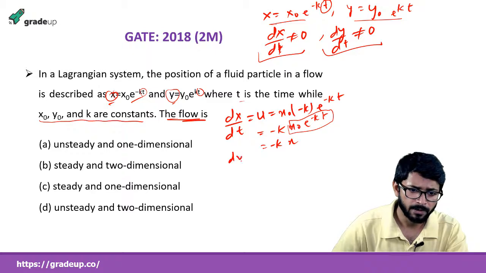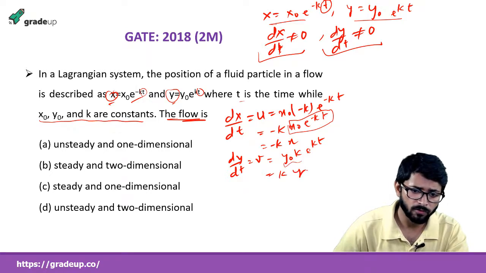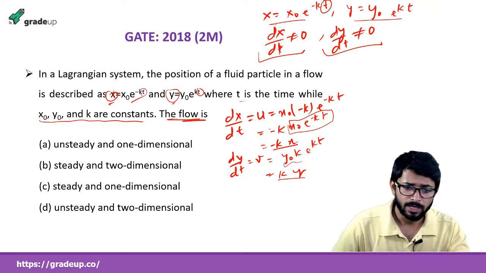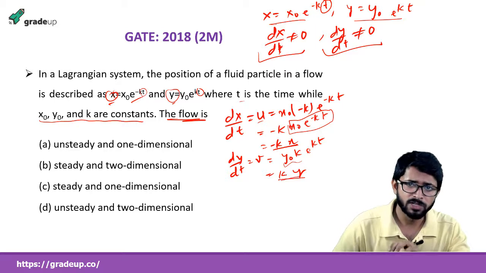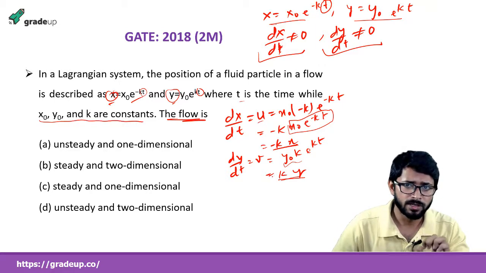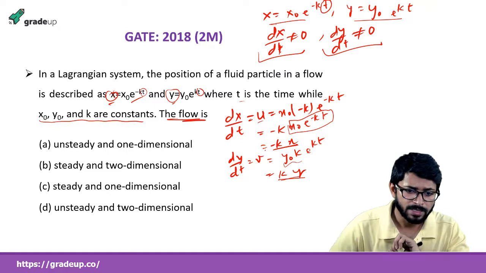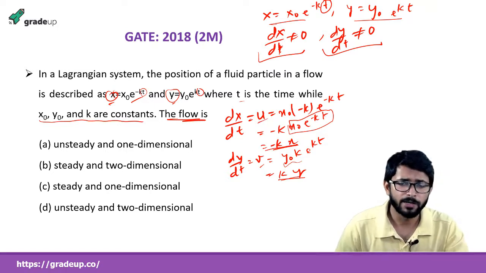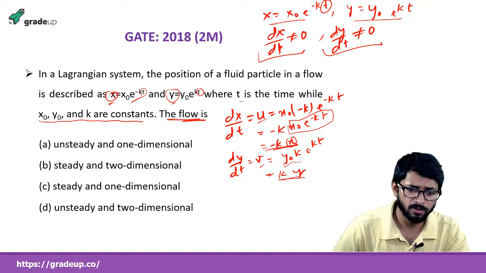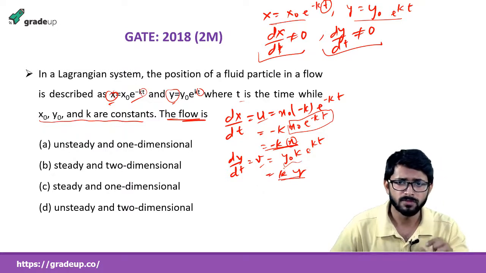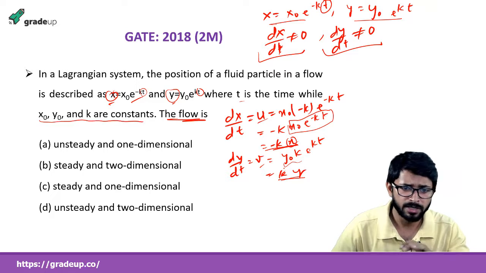Similarly, dy by dt will give the velocity in the y direction. We differentiate it and get y naught k e to power kt. Taking k outside, the remaining part is equal to y. These are the velocity equations. In the velocity equations no time term is coming out, so we can say these velocities are independent of time. Only the positions x and y appear in the equations.